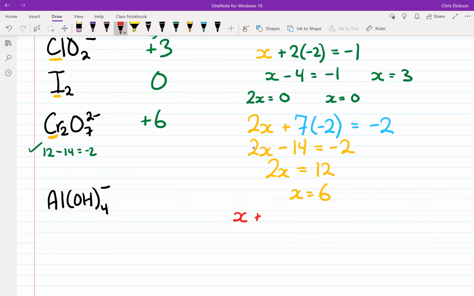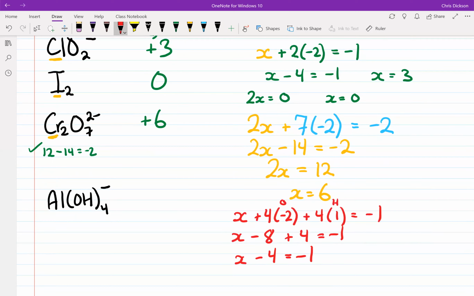So I could say 4 times -2, because I've got 4 oxygen atoms. And now I'm going to add 4 times +1 for the hydrogen, and overall equals -1. So this is for the oxygen, and that's for the hydrogen. So I have X minus 8 plus 4 equals -1. So X minus 4 equals -1. So X is equal to -1 plus 4, which is 3. So I would say this is the 3+ aluminum ion here.